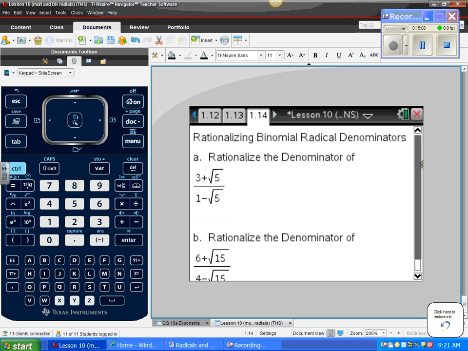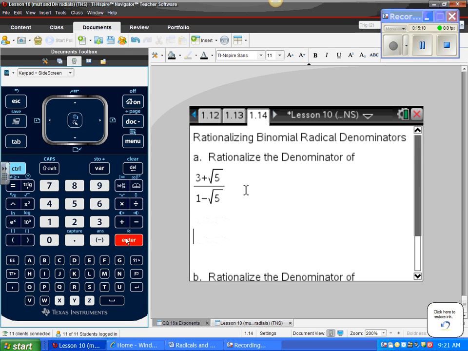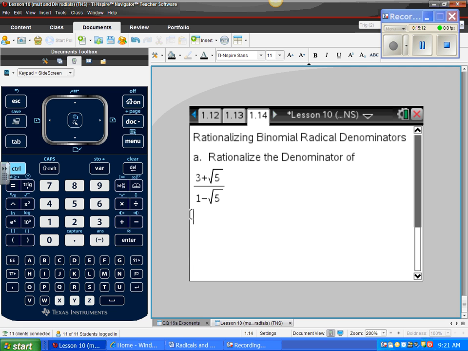Let's look at this first one. Okay, so big no-no, you cannot have a radical in the denominator. Can't have it. So I need to do what's called rationalizing. The way we rationalize is to multiply by the conjugate of the denominator. But here's our issue. We don't want to change the value of that fraction.